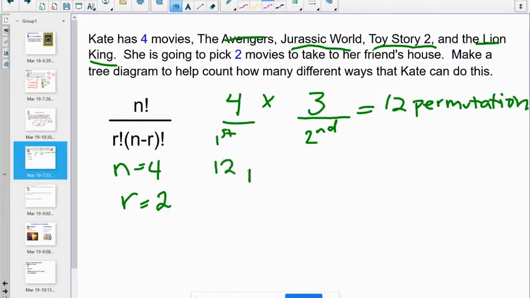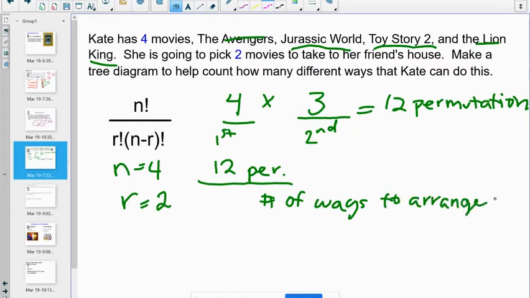we have to take our 12 permutations, and divide it by the number of ways to arrange them. What I mean by them is our 2 movies that we're picking. Two movies. So we have 2 factorial. Because if you arrange 2 movies, let's say we have our first movie and our second movie, the only other way it can be arranged is second and then first. So that's 2 different ways.